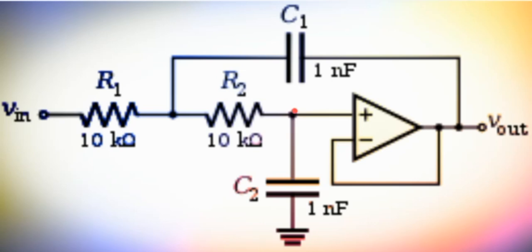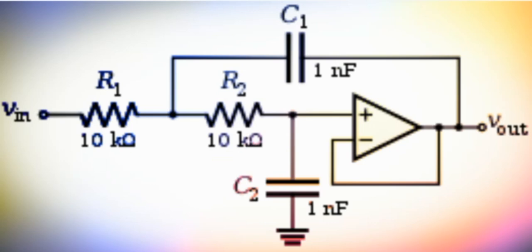At the positive pin, we have a capacitor right here, and this is a negative feedback, this is a positive feedback, because the output through this capacitor is coming back to the positive pin of the operational amplifier. So this circuit in fact acts as a low pass filter, a second order active low pass filter using Sallen-Key topology.